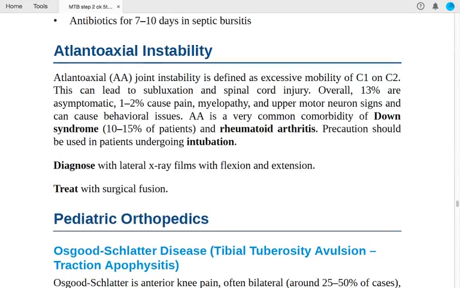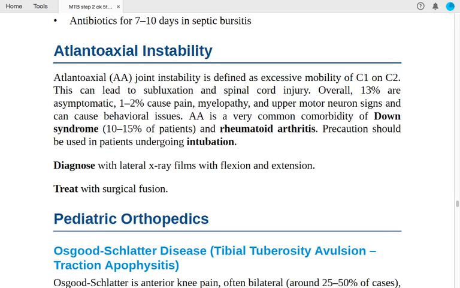So atlantoaxial instability is defined as excessive mobility of C1 on C2, and this can lead to subluxation and spinal cord injury. Overall, 13% are asymptomatic, 1 to 2% cause pain, myelopathy, and upper motor neuron signs, and can cause behavioral issues, right? Only 1 to 2% can cause behavioral issues. Most of the time, atlantoaxial instability is a very common comorbidity of Down syndrome. It's usually present in patients who have Down syndrome, like 10 to 15% chances. And rheumatoid arthritis also. So precautions should be used in patients undergoing intubation.